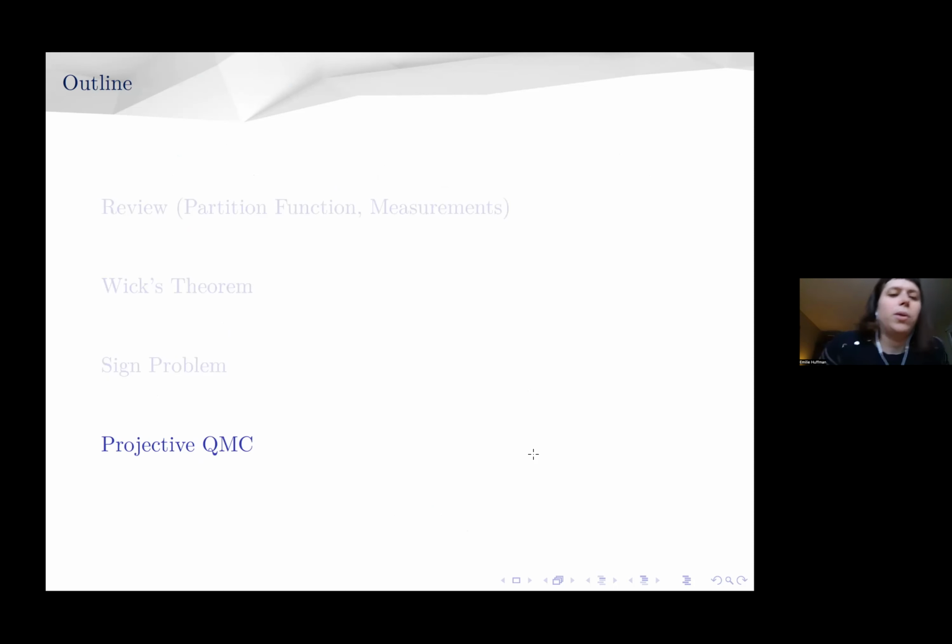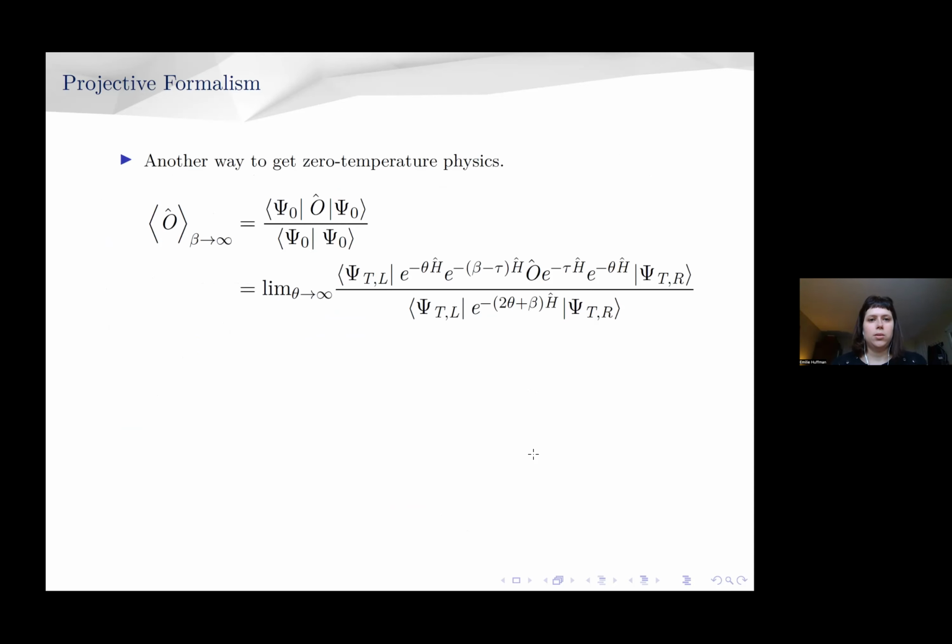Okay, so one more thing to discuss before I turn it over to Fakher, and that's the projective quantum Monte Carlo. I think this was referenced by Jonas yesterday when discussing some of the ALF information in the info file. Basically the projective formalism is another way to get the zero temperature physics. Before, we were looking at the trace of e to the minus beta H.